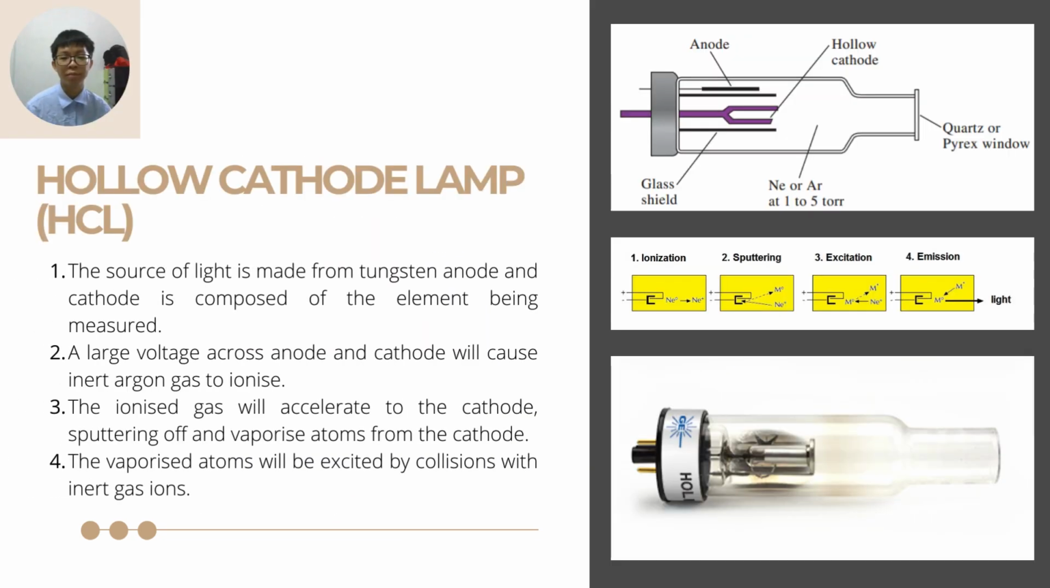First, the hollow cathode lamp. It is made from a tungsten anode, and the cathode is composed of the element being analyzed. When a large voltage passes across the anode and cathode, the inert argon gas will ionize and then accelerate to the cathode, sputtering off and vaporizing atoms from the cathode.